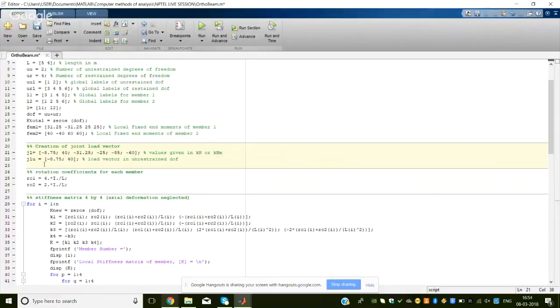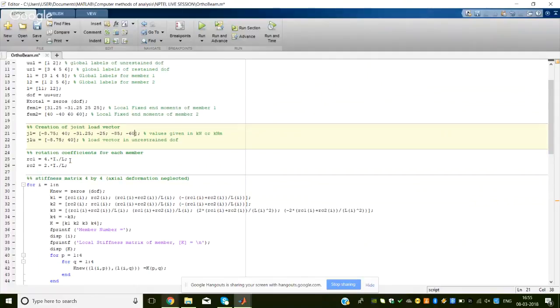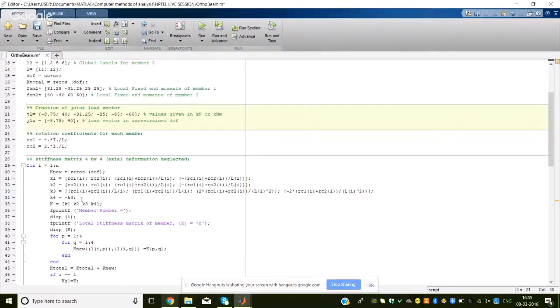And then the number of unrestrained degrees of freedom. The joint load vector corresponding to the unrestrained degrees is 2. So the first two values are written here again. Then we have the program for the stiffness method.